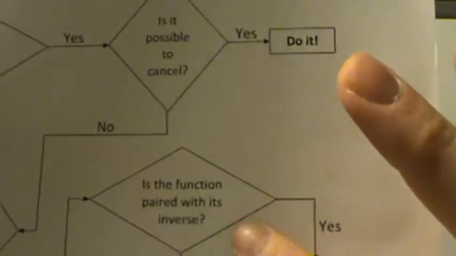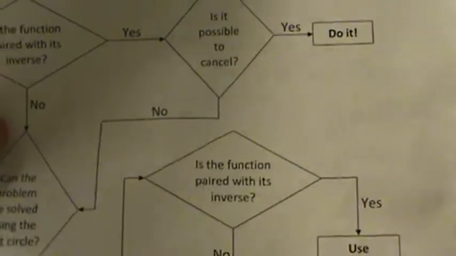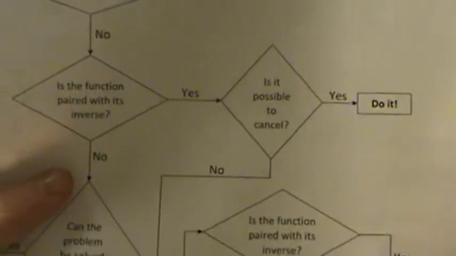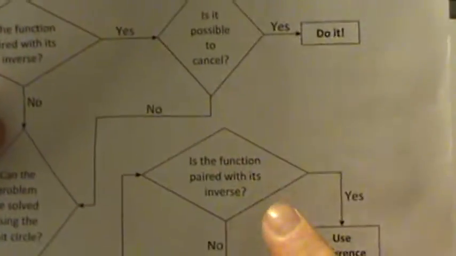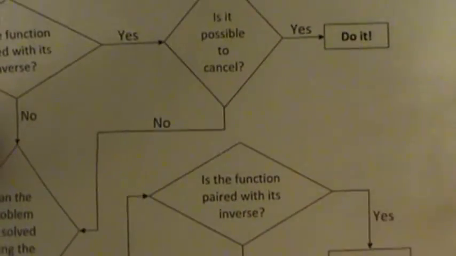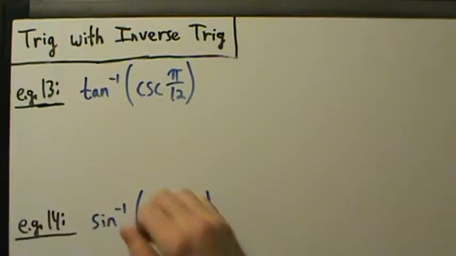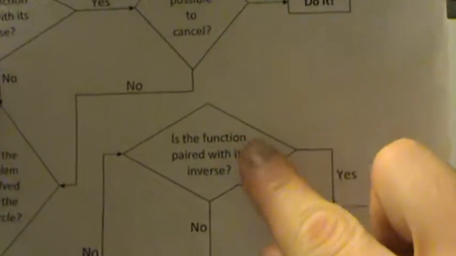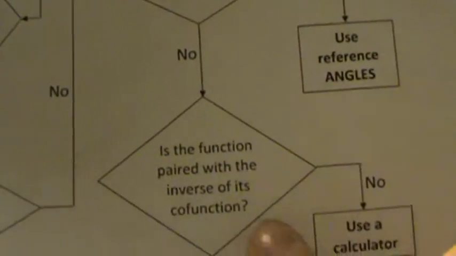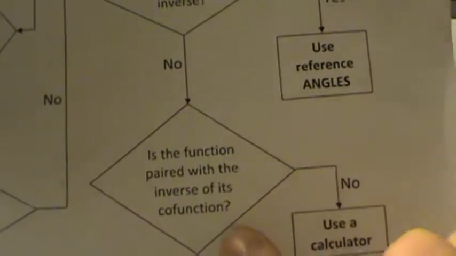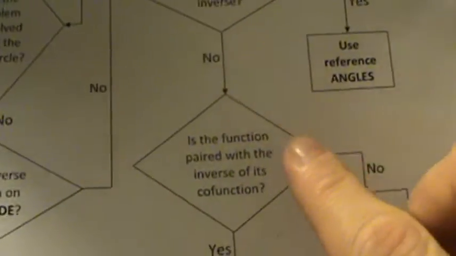Is the function paired with its own inverse? And again, we've seen this in the last few examples now. Even though we did already ask this before, we have to ask it again because it does affect what happens next at this point. So is the function paired with its own inverse? No. It's cosecant with inverse tangent. Is the function paired with the inverse of its cofunction? We saw that in the last couple examples too, and remember that sounds like a mouthful, but it's really not that bad.